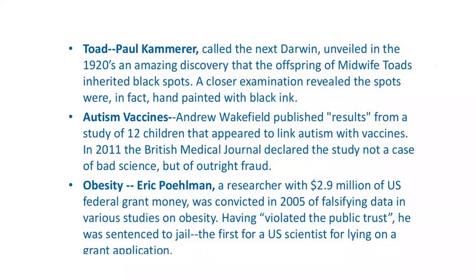Next one is obesity. Does anyone here have obesity? I mean, all are slim here. Eric Poehlman, who received research grant money worth $2.9 billion from the USA federal government, was convicted in 2005 of falsifying data in various studies on obesity. Having violated the public trust, he was sentenced to jail, the first for a US scientist for lying on a grant application. So this type of fraud case goes on.